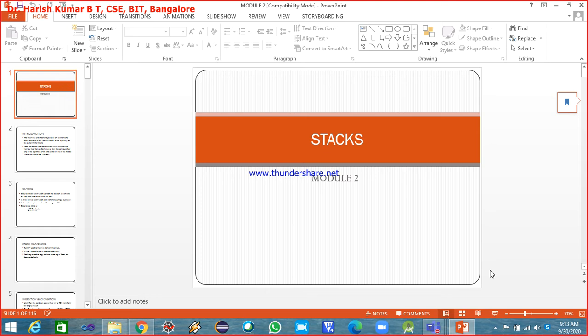And then we understood how to push an element onto the stack. Before pushing an element onto the stack, you have to increment the top value by 1, and then assign stack of top is equal to item. Increment the top and then say stack of top is equal to item. So this is how we perform the push operation.